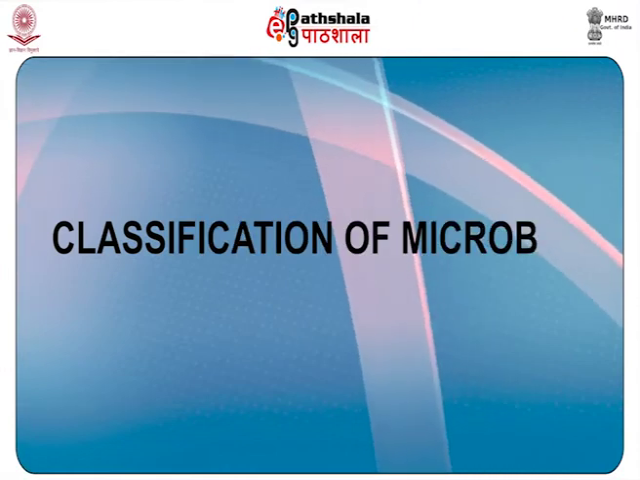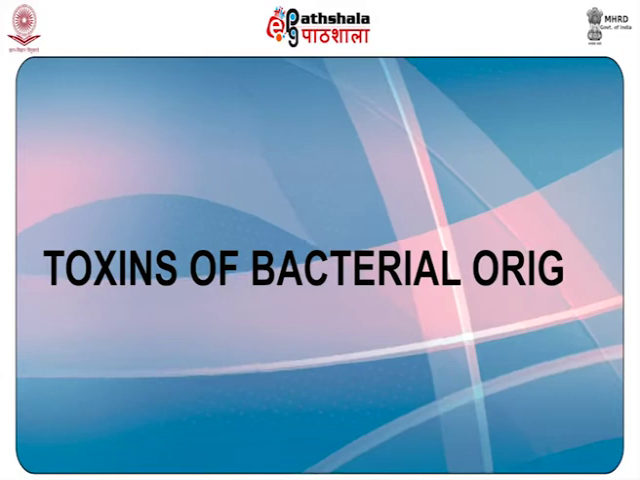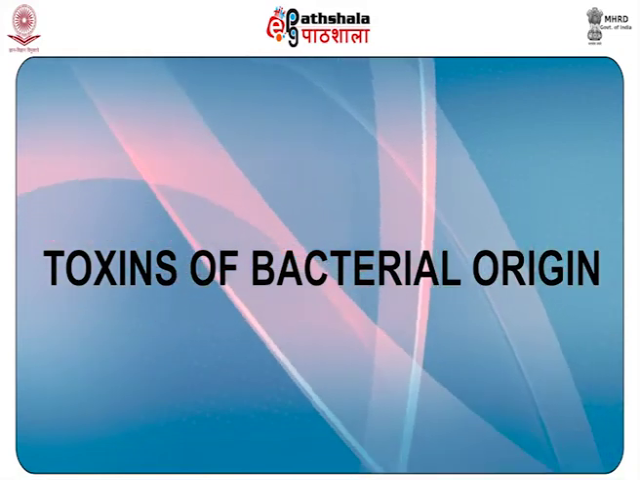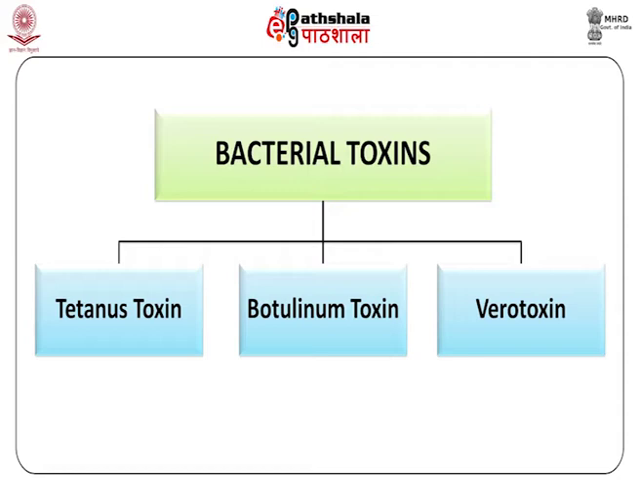Next, we will study the classification of microbial toxins. Starting with the first, we have the toxins of bacterial origin. The impact of pathogenic bacteria on human health mostly, if not always, results from their ability to produce microbial toxins. Therefore, a selection has been made of three commonest potent bacterial toxins: tetanus toxin, botulinum toxin and verotoxin.